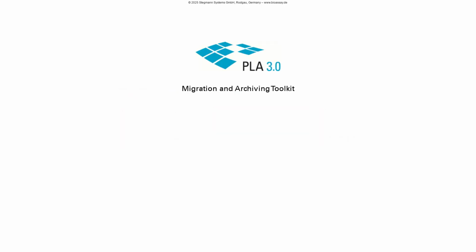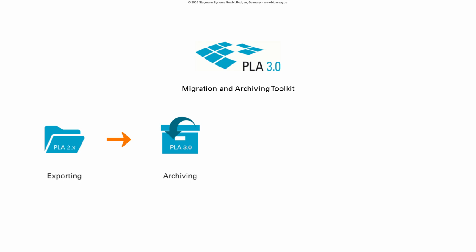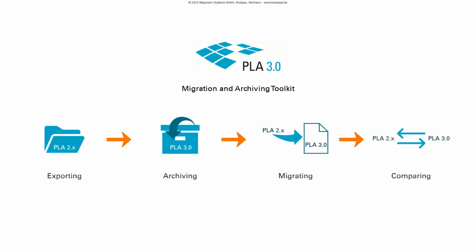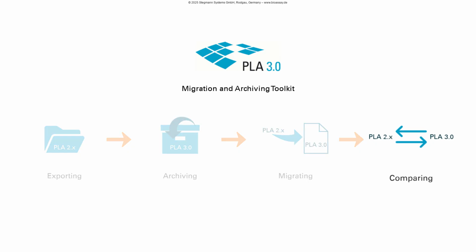The PLA 3.0 Migration and Archiving Toolkit provides all necessary tools for a compliant, safe transition. It allows for exporting PLA 2 data to the hard drive, archiving that data in PLA 3, migrating PLA 2 assays into PLA 3 documents, and comparing PLA 2 results with PLA 3. In the following, I explain the comparison procedure. I can either compare the results of a single assay, or of all assays from a project.